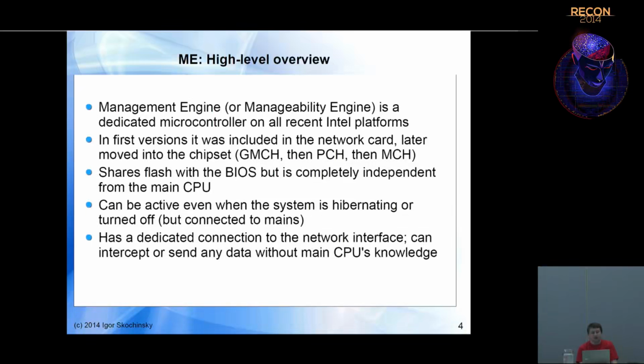So for example, it can be active when your main OS is shut down, or you pressed the power button and your computer seems to be off, but this microcontroller can still be active, can still communicate with the network, as long as it's connected to the power. It has a couple of volts of energy to work. It has a dedicated connection to the network interface, so it can talk to the network bypassing your CPU, bypassing your OS. So if you run Wireshark, for example, on your main OS, you will not see traffic from this microcontroller.